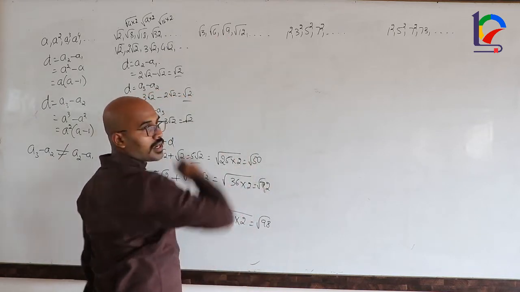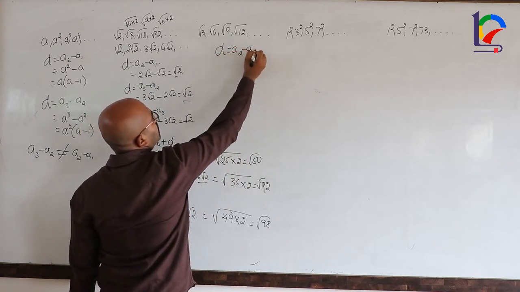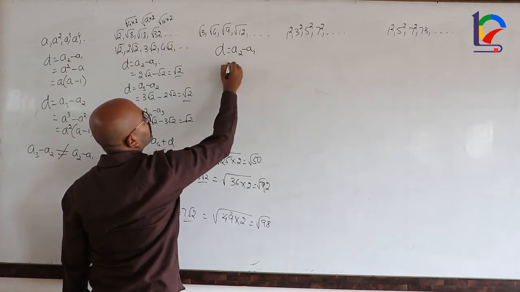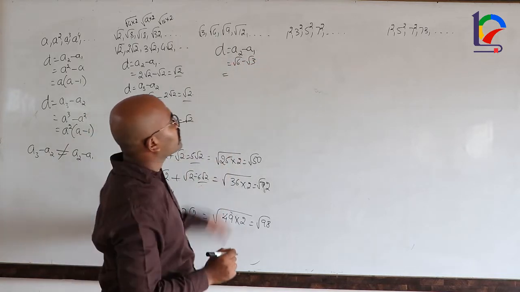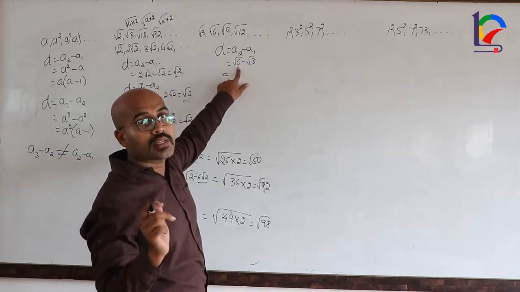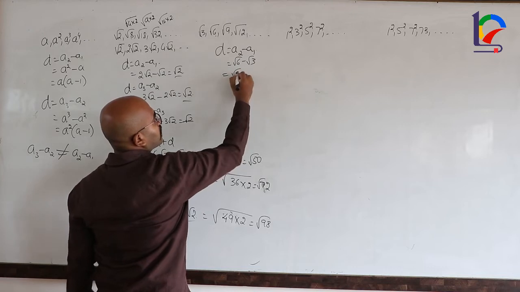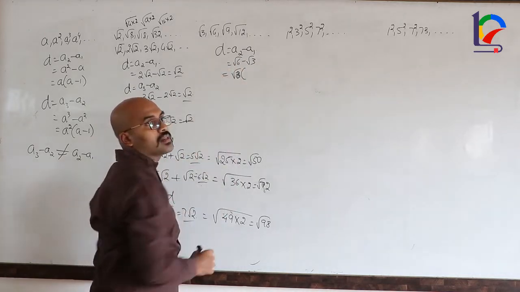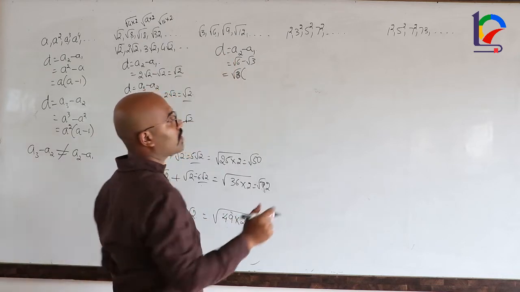So next, common difference, a2 minus a1, root 6 minus root 3. So here if you see, I can take root 3 as common. If I take root 3 as common, here it is root 6. So I have taken root 3 as common.